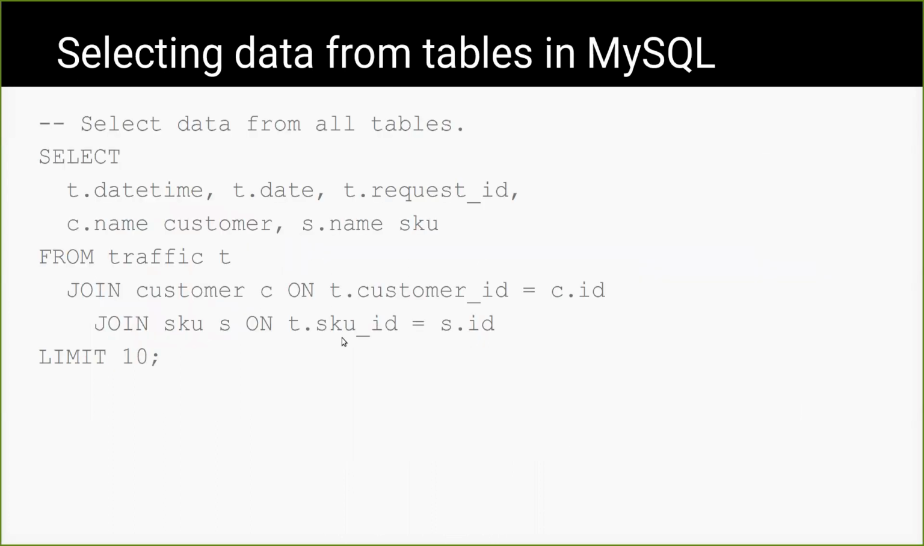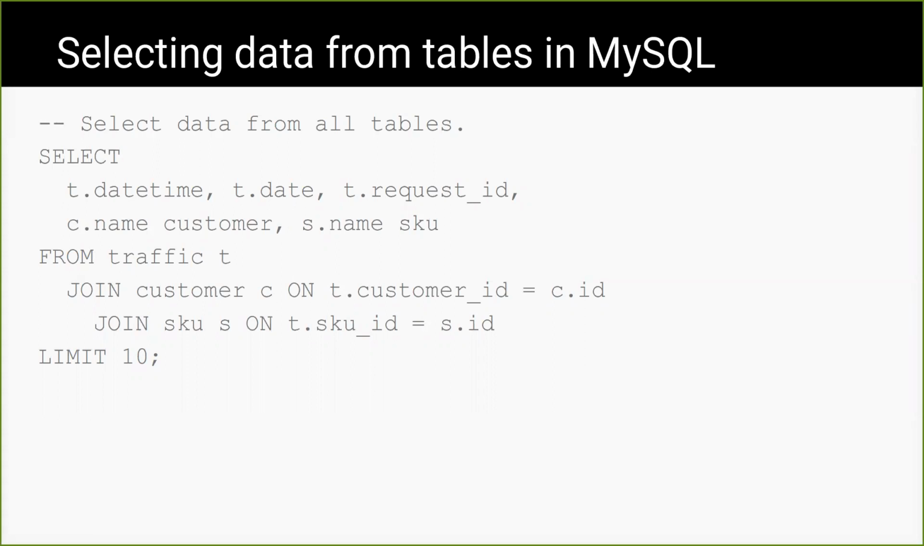Oh, excuse me, forgot one thing. So just as an example, here's how we select all the data from all three tables in MySQL. So we're going to select the core data from the traffic table, and then we're actually going to translate the customer and the SKU name so that there's something human readable. The way we do this in MySQL is we select from the traffic table, and then we have a couple of joins on the dependent tables.